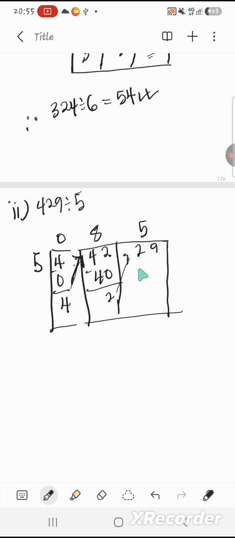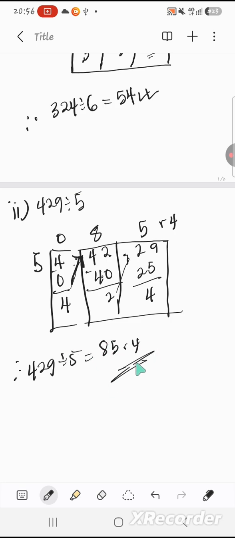This becomes 29. 29 divided by 5 will give me 5. Then 5 times 5 is 25. Now we have 4 as a remainder. If you have a remainder, depending on the level to which you want to take the learners, you can try to get the decimal equivalent of the remainder, or you can just write your answer as 85 remainder 4. So I can write my answer as 429 divided by 5 is equal to 85 remainder 4. And that is our answer.